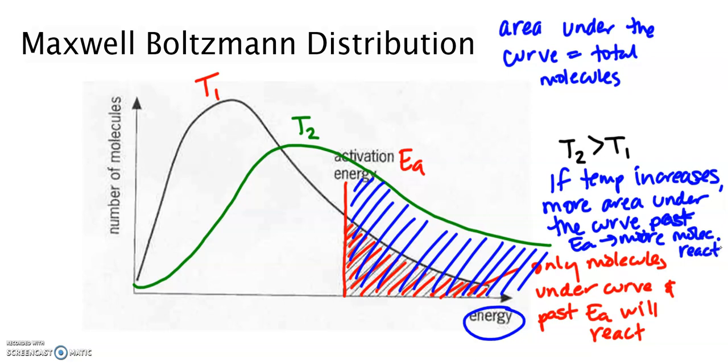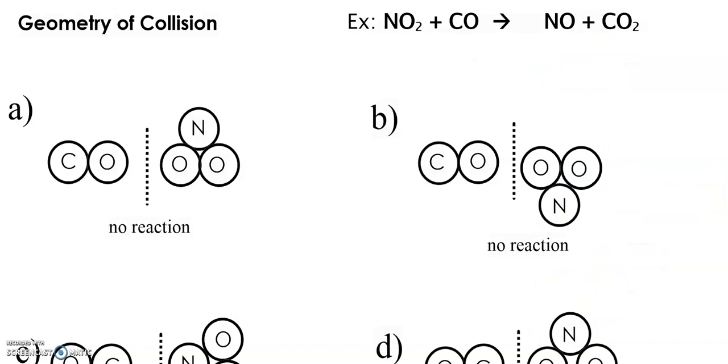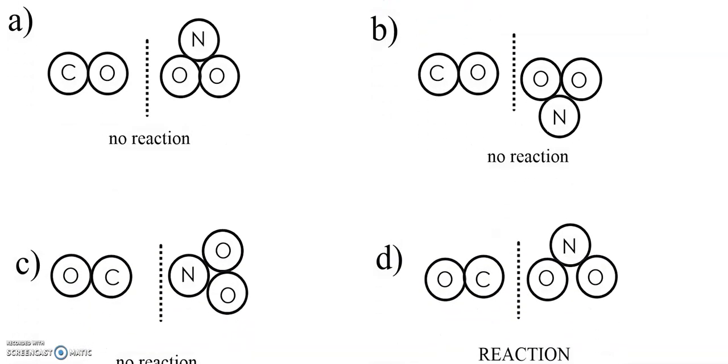All right. So the last thing I want to talk about with this is how they collide. So we call this the geometry of collision. So think about this example right here. I've got NO2. So NO2 would be N with 2 oxygens like this. CO would be C to O. And what we're looking at is how these two molecules can hit each other. And the way they hit, like the sides that actually hit each other, determine if it reacts or not. So I've got 4 situations here, kind of 4 combos.